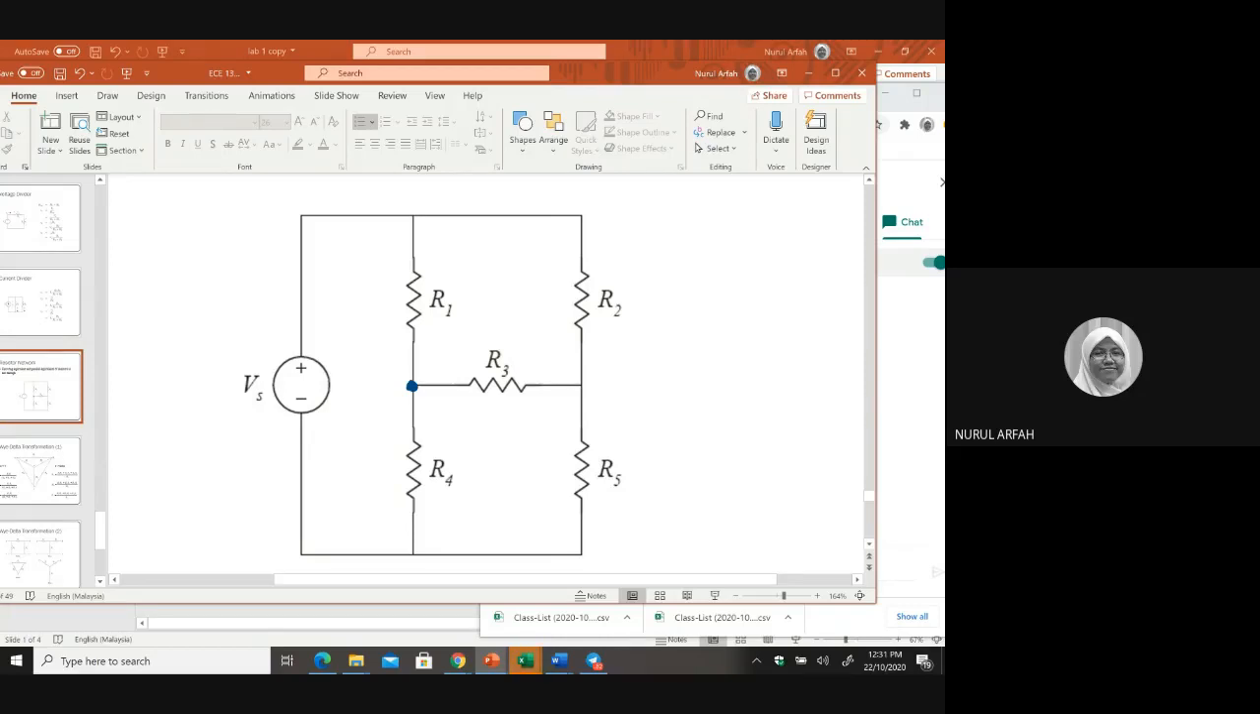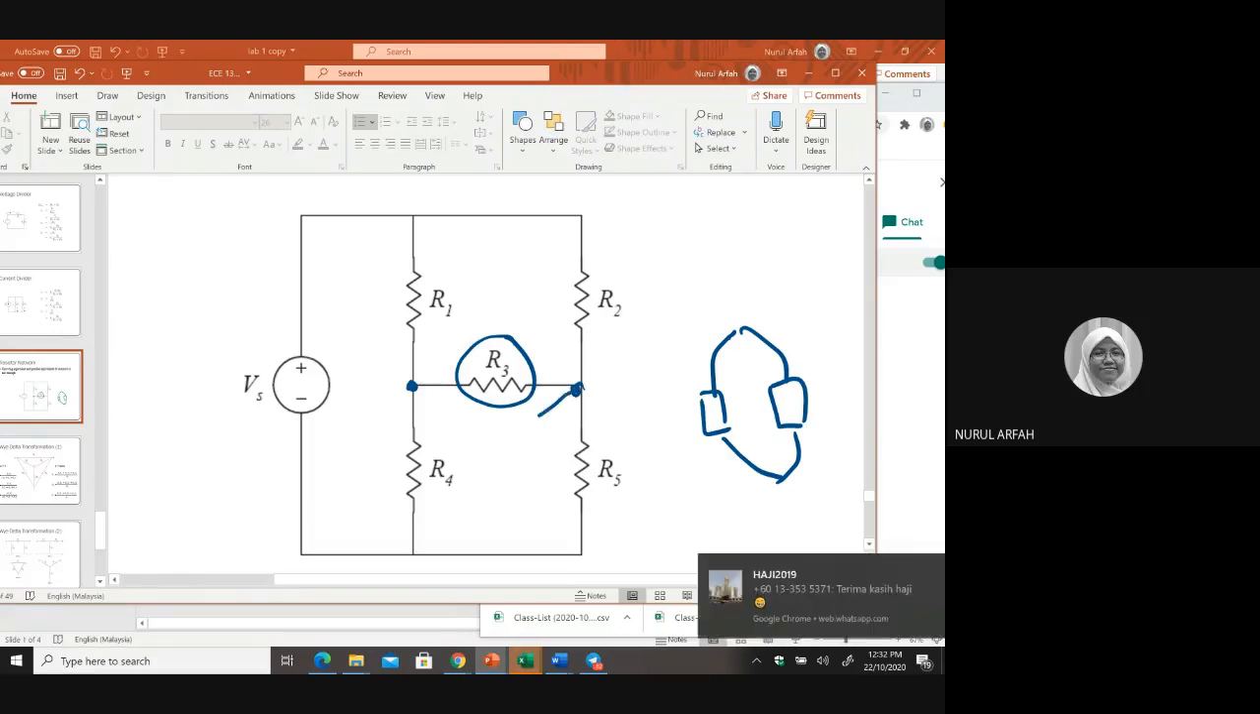What about parallel? All of them. Which one? R1, R2, R4, R5. R4, R5, and R1, R2. Do you think so? What is parallel? R1, R4, R2, R5. They're not connected end to end because of the middle R3 here. So this part is not connected to here. So R4 and R5 are not in parallel.